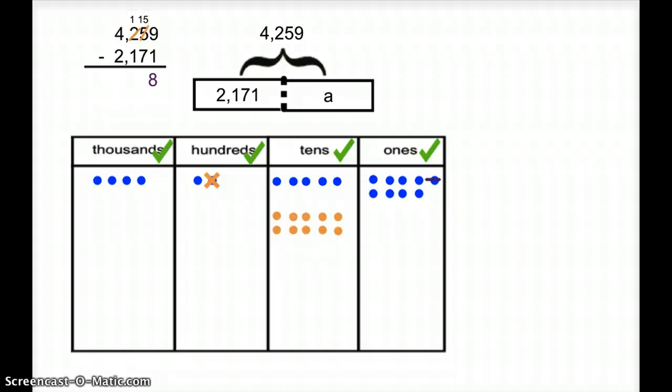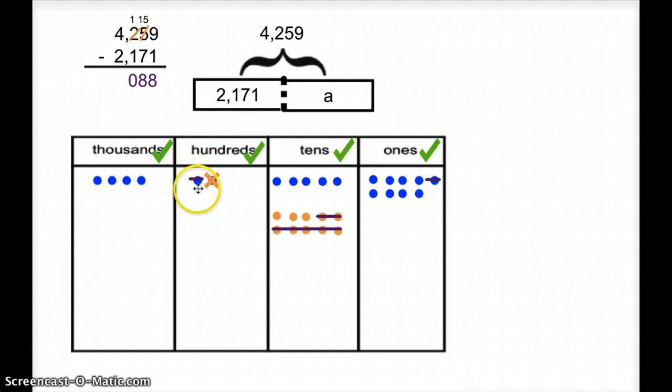In the ones place value, I am taking 1 of my units away, and I have 8 remaining. I'm going to reference this up here in my standard algorithm problem. For the tens place, I'm taking 7 tens away, and I have 8 tens remaining. I will reference that in my standard algorithm.